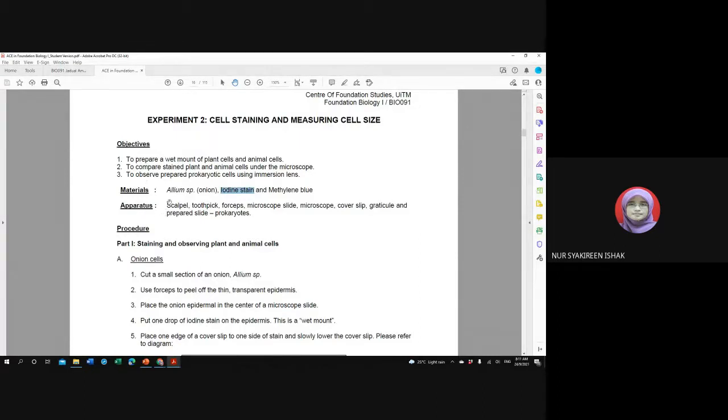Okay, so the second objective is to compare stained plant and animal cells under the microscope. After you have placed your specimen onto the microscope stage, you are going to find the right focus using the coarse and fine focus until you get a sharp image of the specimen, and then compare the difference in the structure of the plant and animal cell. For the animal cell, because they don't have any cell wall, the shape will be spherical, and the nucleus will be located roughly at the center of the cell.